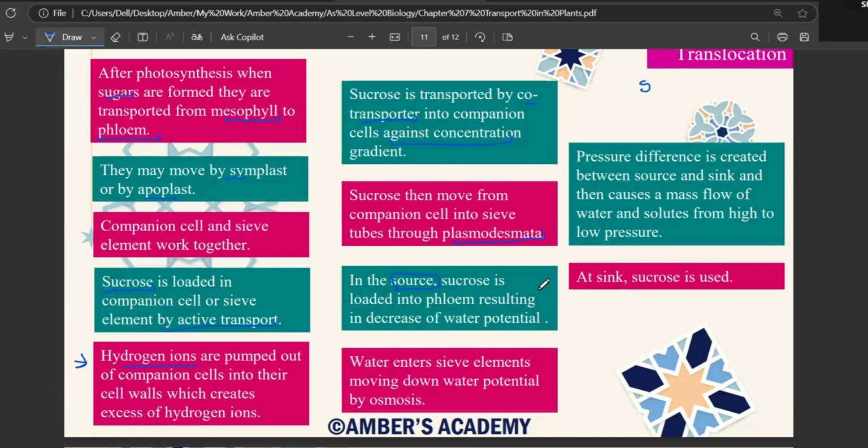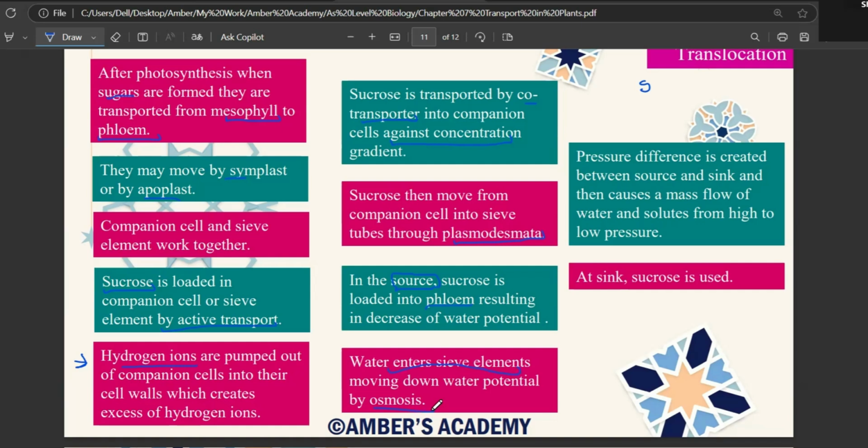As the sucrose is entering your sieve element, the water potential of the sieve element will decrease, right? Because as we add solute, the solvent content will reduce, right? So sucrose is loaded into phloem, resulting in decrease of water potential. This water potential has been created for a reason. Then the water will enter the sieve elements, moving down the water potential by osmosis.